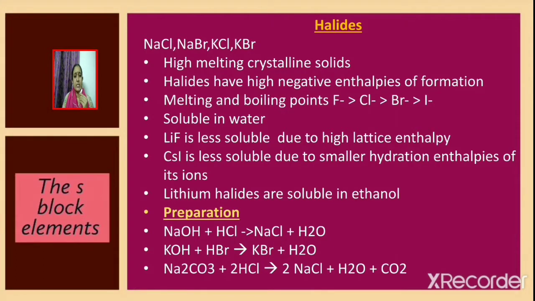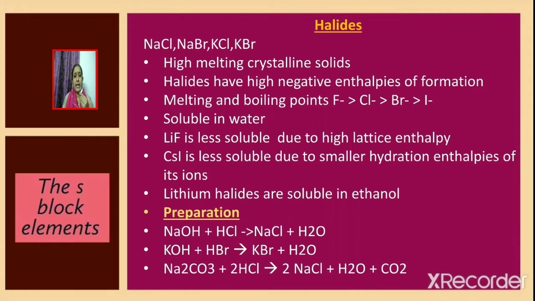So just now we have discussed oxides and hydroxides of alkali metals. Next we shall discuss halides of alkali metals. The different halides are sodium chloride, sodium bromide, potassium chloride, potassium bromide. We know that sodium chloride is an ionic compound, and ionic compounds have high melting points. It is due to the strong interionic forces of attraction.